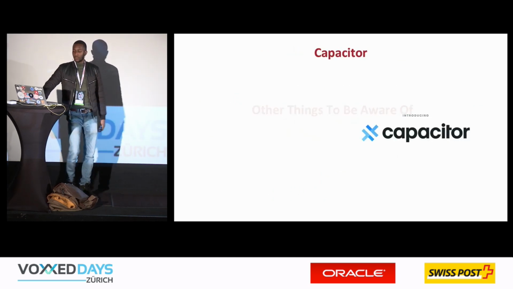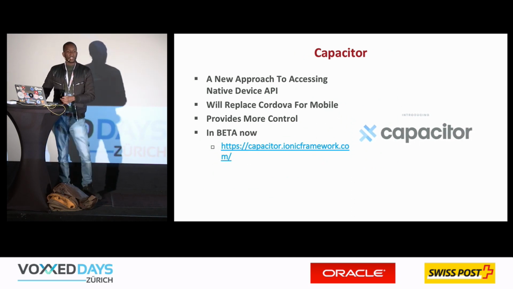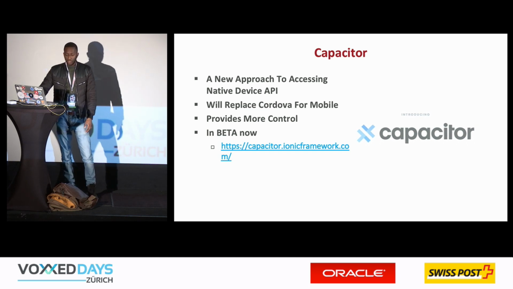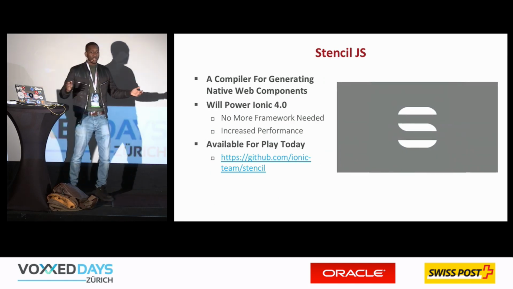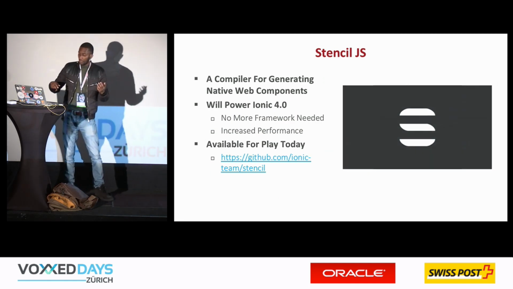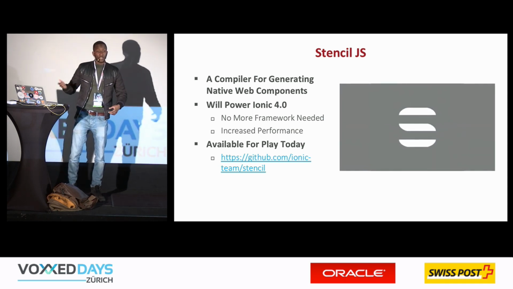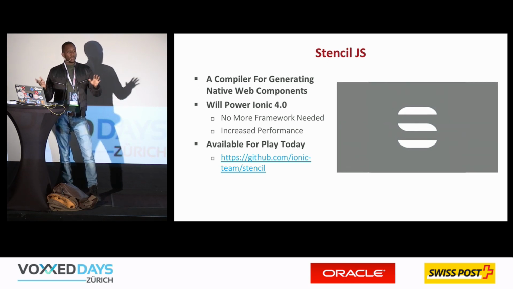So other things to be aware of. Capacitor is coming. Capacitor is basically a new replacement by the Ionic team to take over Cordova because we want to have more control, right? And you can go and try this in beta today. We have Stencil. If you like to build web components today, Stencil is a tool to build web components that work anywhere, and you can use that. So Stencil is what is going to power Ionic 4. And I see people taking pictures.